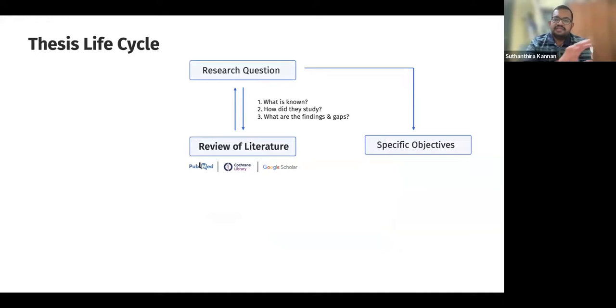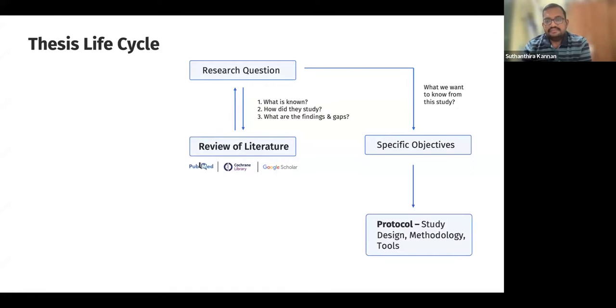Then from the research question, you will go for specific objectives. What are the objectives I am going to study? What do you want to know from our study? Then we'll go for protocol preparation, study design, methodology, and tools. Then we'll get the institutional ethical committee approval or institutional review board approval. How to achieve the objectives we will discuss in that.